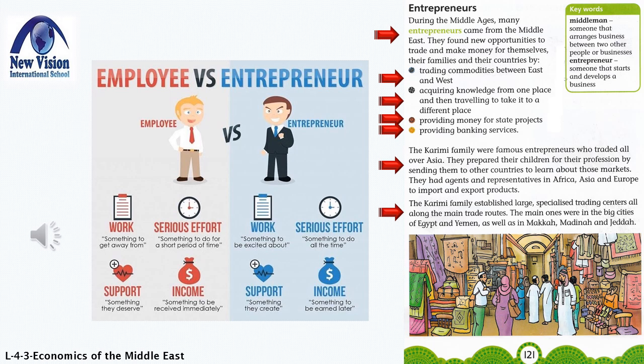The Karimi family established large, specialized trading centers all along the main trade routes. The main ones were in the big cities of Egypt and Yemen, as well as in Mecca, Medina, and Jeddah. Alright, dear students, don't forget to highlight important sentences from this page.